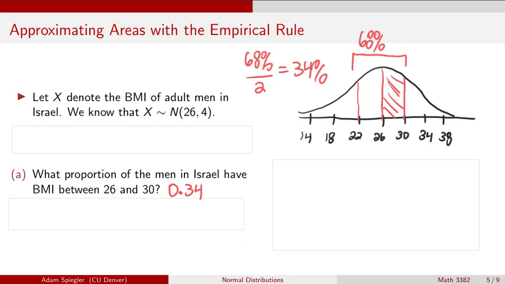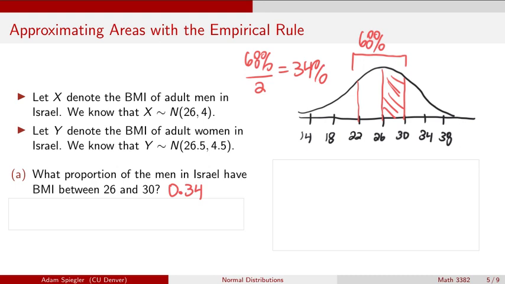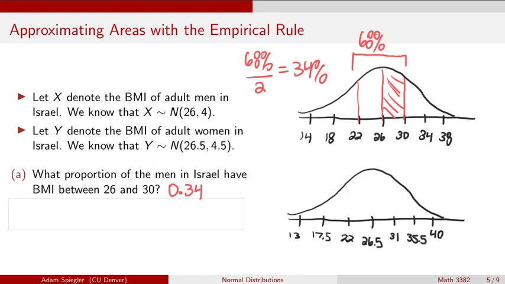And for the women in Israel, the BMI is distributed pretty closely, but not exactly the same. If we let Y denote the BMI of a randomly selected adult woman in Israel, these BMIs are approximately normally distributed with a mean of 26.5, so a little bit bigger than the distribution of males. The standard deviation is 4.5, so it's going to be a little bit more spread out than the males, but roughly the same. And I've drawn this distribution on the right as well.